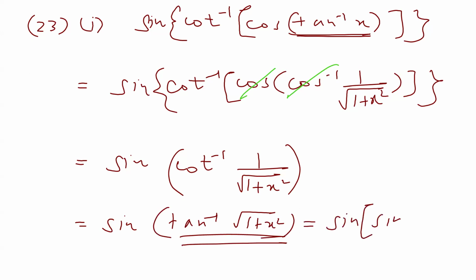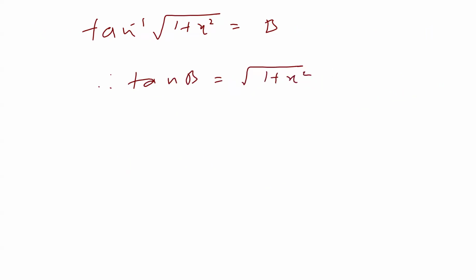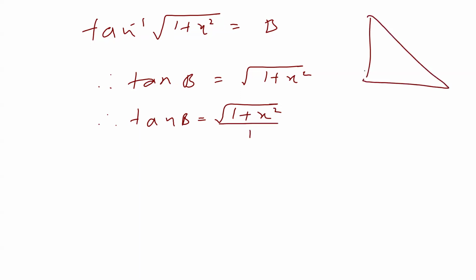Sine of sine inverse. So let tan inverse of root of 1 plus x square be equal to b. Therefore, tan b is equal to root of 1 plus x square upon 1. So this is 1, this is root of 1 plus x square, and this is 1. Now the hypotenuse we'll have to find out using the Pythagoras theorem.